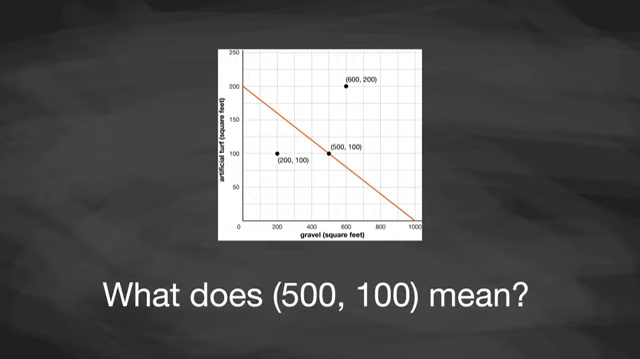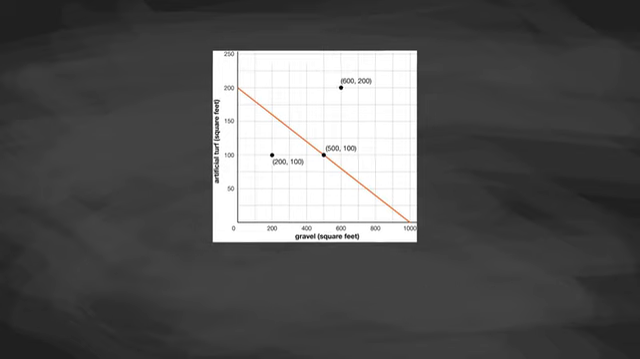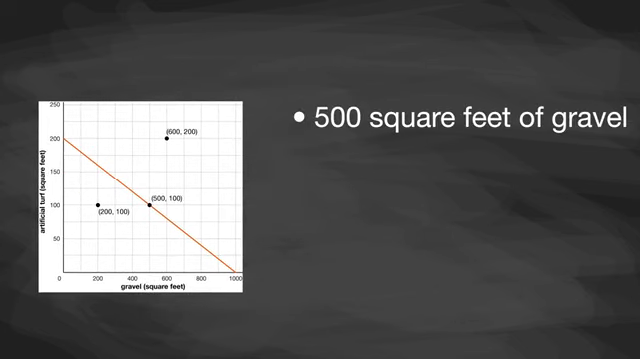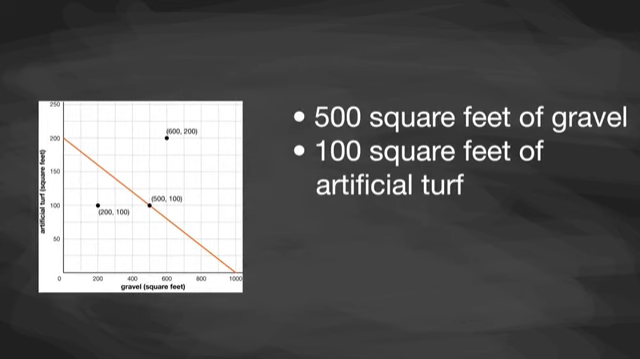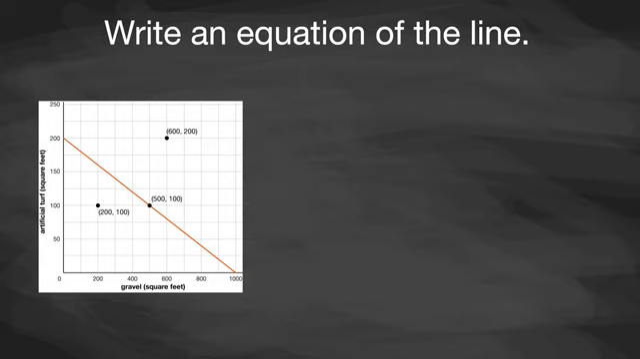This graph goes through the point (500, 100). What does this point mean? The point is on the line, and the line represents the budget of $3,000. So she can order 500 square feet of gravel and 100 square feet of artificial turf and stay at the $3,000 budget. Write an equation of the line.